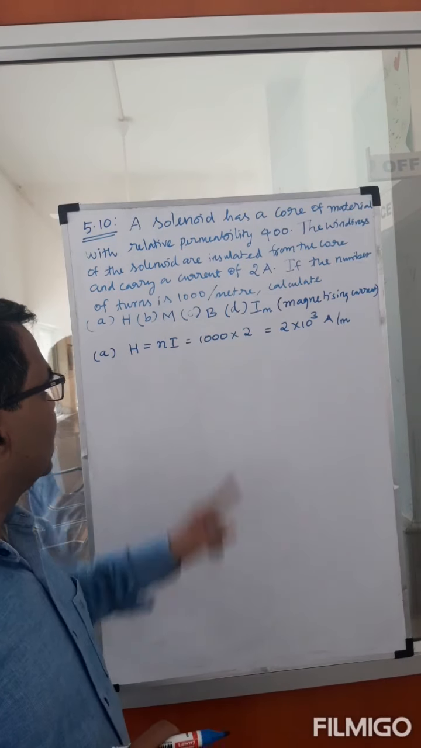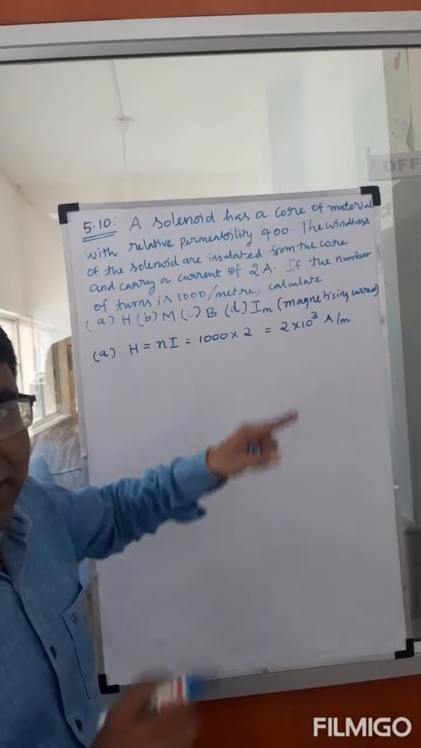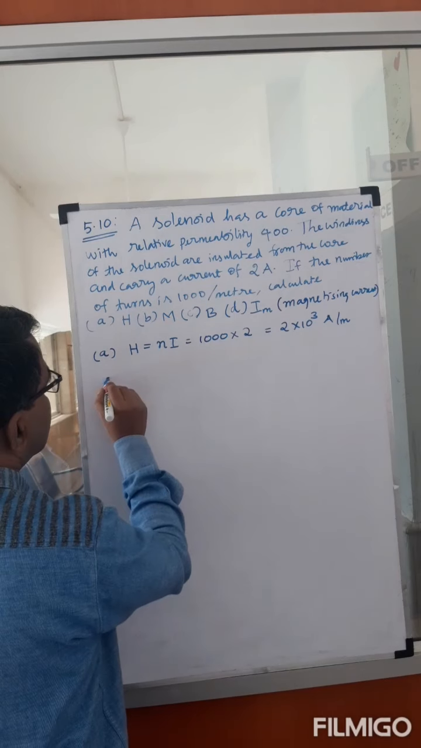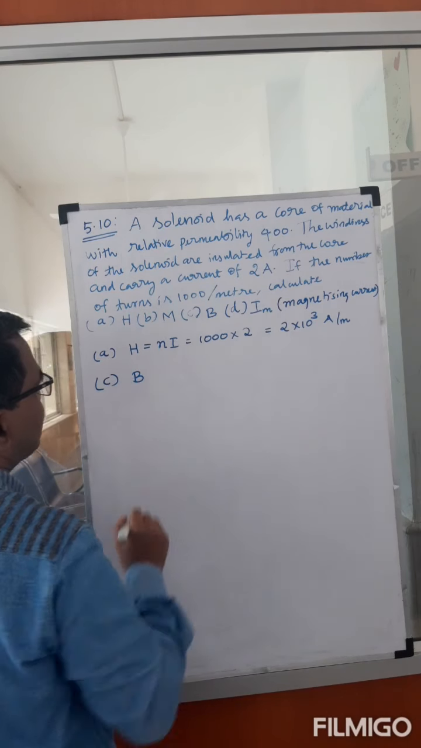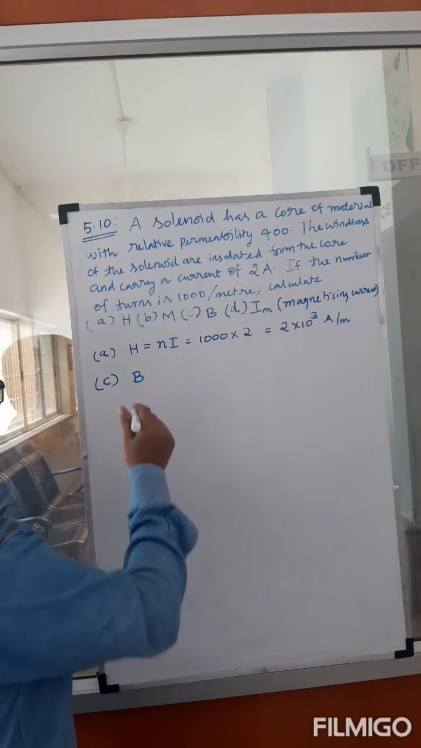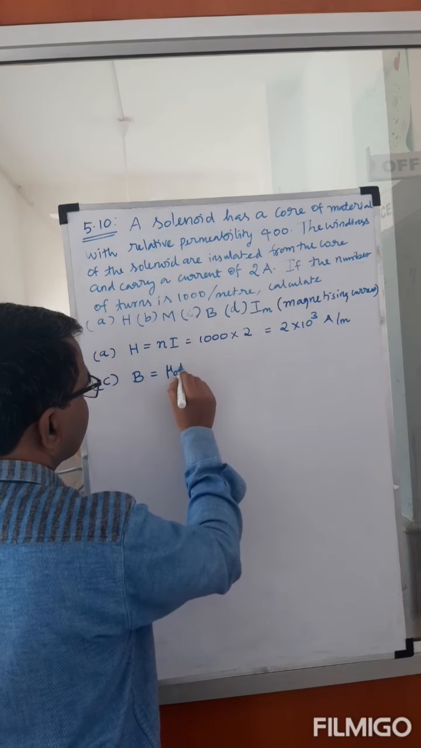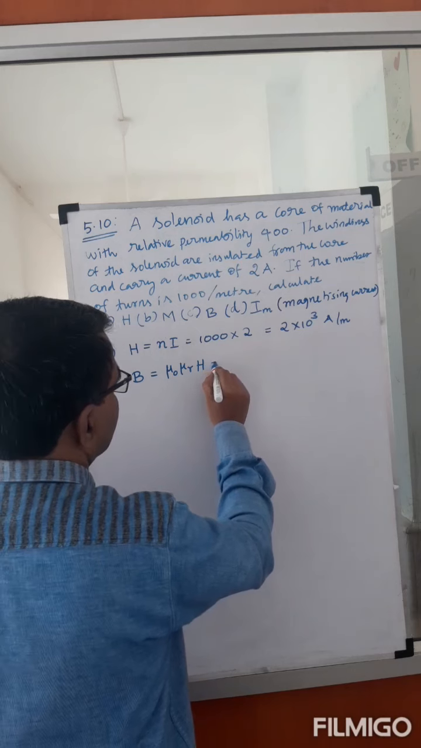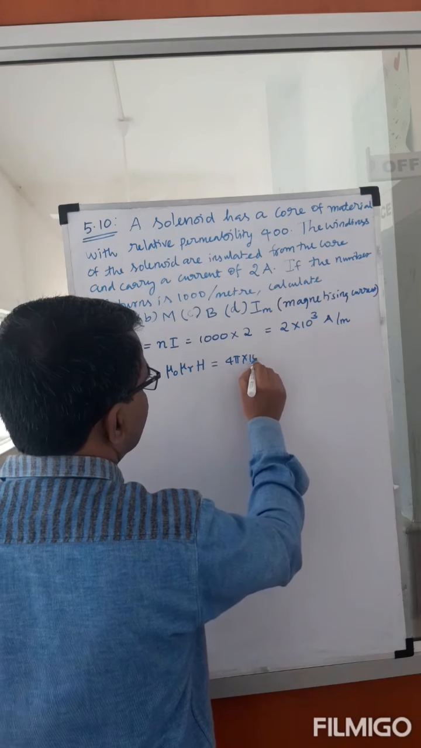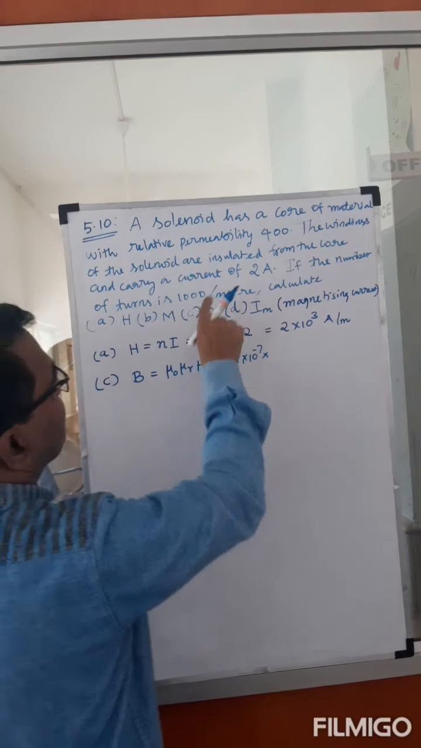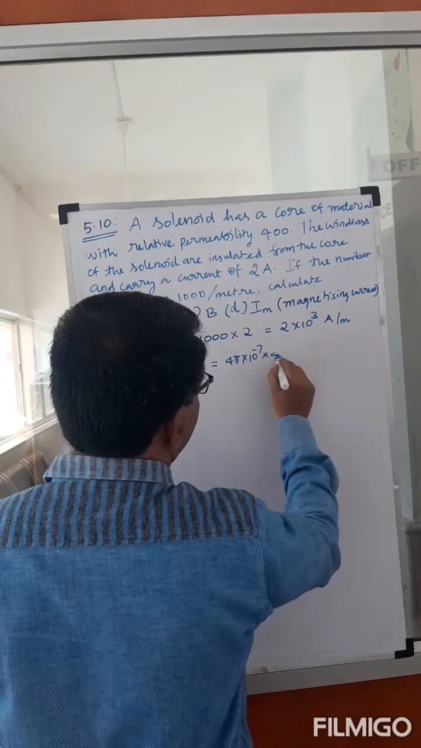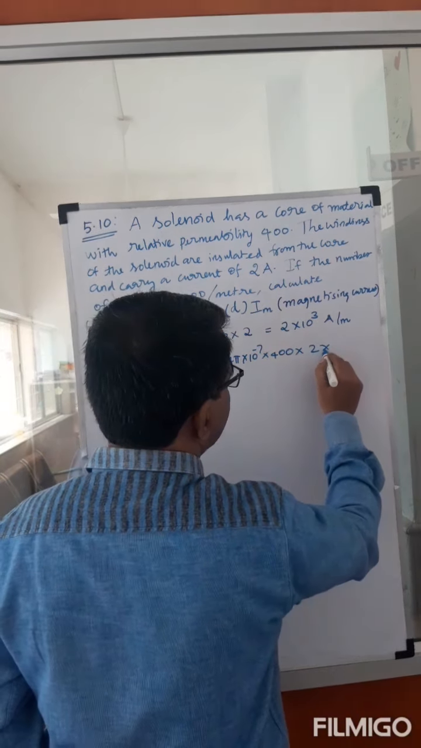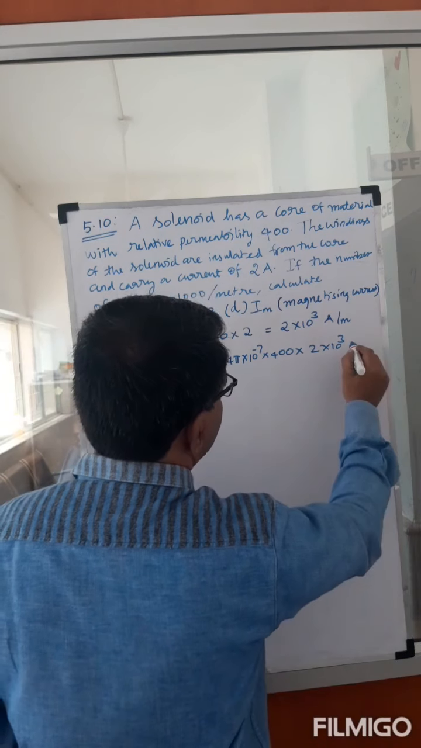Second one is B, but to calculate the magnetization I would require B. So I'll do C first and then I'll come to do B. Then C, I need to find B. So what is B? B is equal to mu naught mu r H. So mu naught, 4 pi into 10 power minus 7, and mu r, the relative permeability, is 400. Into H, which is 2 into 10 power 3.